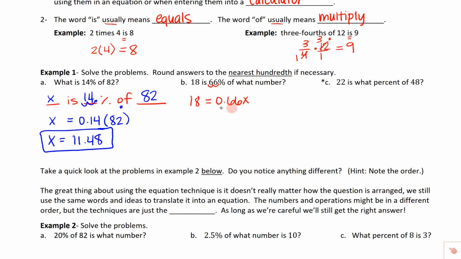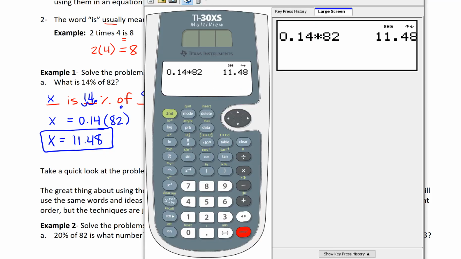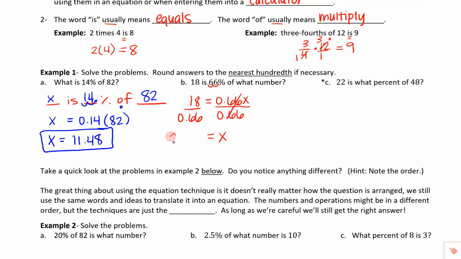We want to get x by itself, so using inverse operations, we're going to divide both sides by 0.66. That cancels out. So in my calculator, we're going to do 18 divided by 0.66. And we get 27.27 repeating. We're going to round to the nearest hundredth. 7 is in the hundredths place. 2 tells me to keep it the same, so our answer is 27.27.